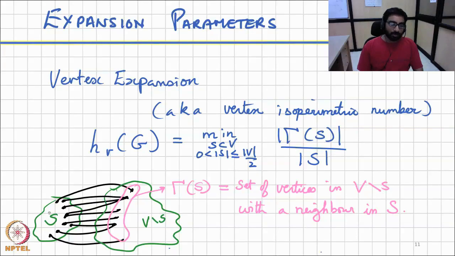So here, this gamma of S is the set of vertices in V minus S with a neighbor in S. So going back to this picture, if you consider the set S over here and V minus S over here, previously we counted the number of edges leaving S, but now we're not counting the number of edges, but rather the number of neighboring vertices of this set S. And so the notion is quite similar. In fact, these two parameters, the edge expansion and vertex expansion, for graphs that are of bounded degree, are related to each other by a constant.